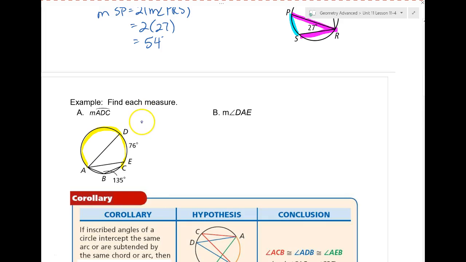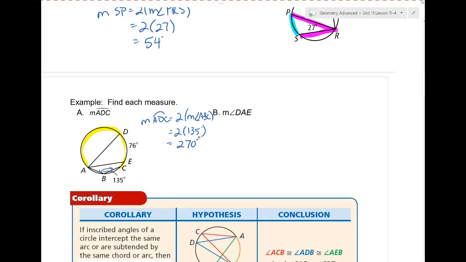Yeah, so I'm looking for the measure of arc ADC. I need to go twice the measure of my angle ABC, because I know the angle measurement, and this is the angle that forms my larger arc. So all I have to do is go 2 times 135 degrees, and that's 270 degrees.